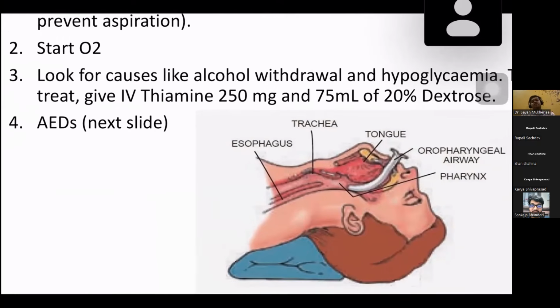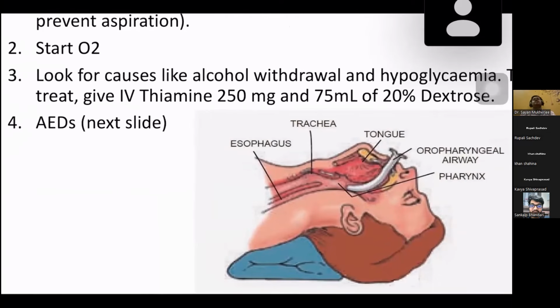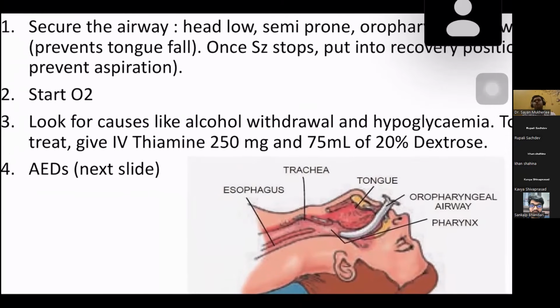Also, even in hyponatremia, you can see seizures. And in that case, you shouldn't start the correction yourself. You should call someone senior, because the correction of sodium requires a very precise titration. If you correct it too fast, it can lead to certain damage in the medulla. It's called osmotic demyelination syndrome. I just mentioned that. So just look for any causes like alcohol withdrawal and hypoglycemia, and secure the airway, which is very important.